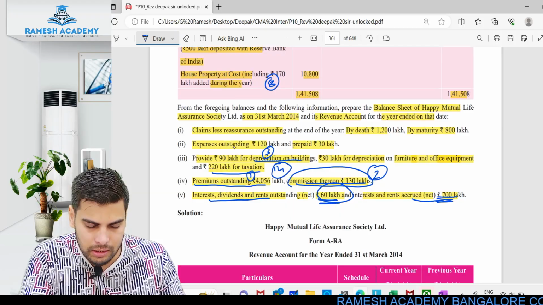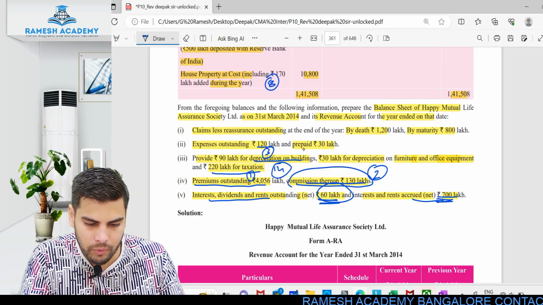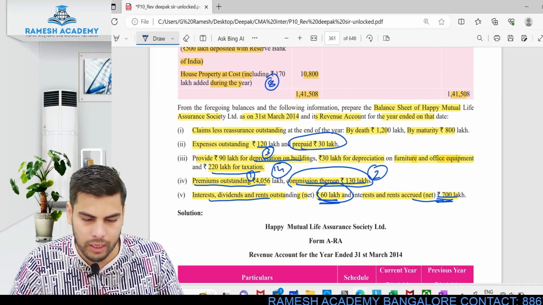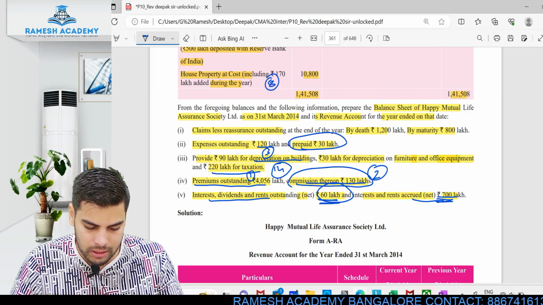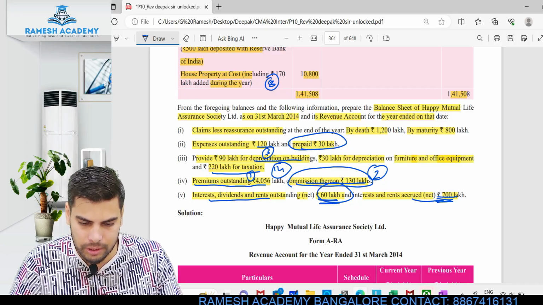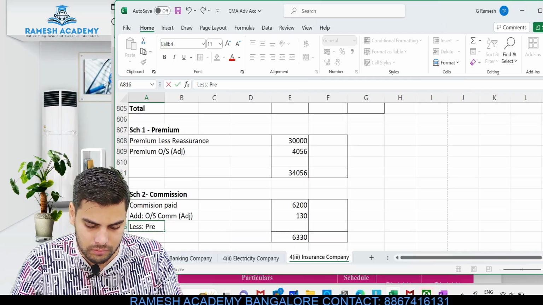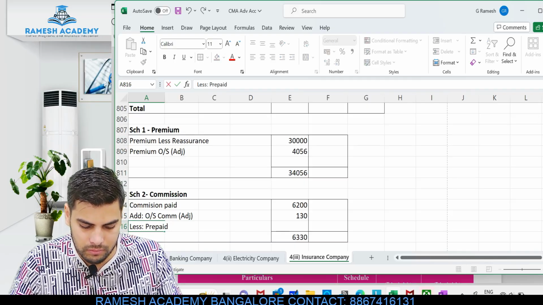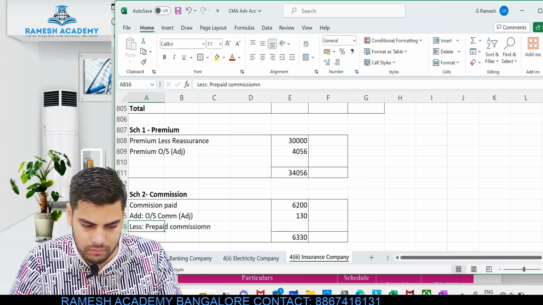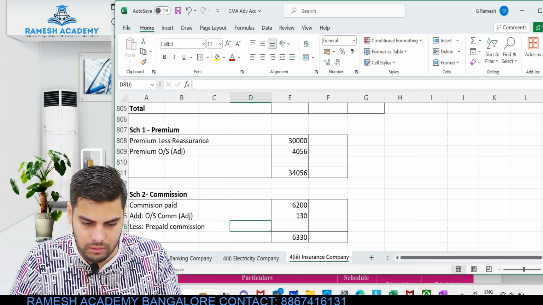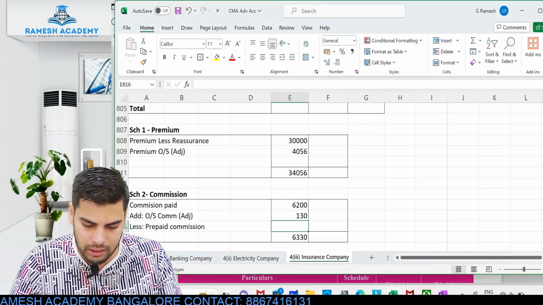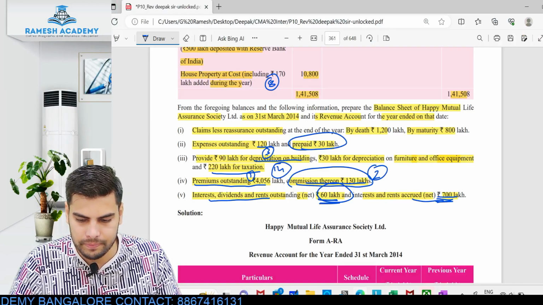Yeah, here it is. Expenses outstanding 120 over here and prepaid over here. Okay, so that expense will be assuming it to be this commission itself. So commission prepaid. How much is prepaid? Prepaid is 30. Okay, so 30 is prepaid. Do we have anything else?